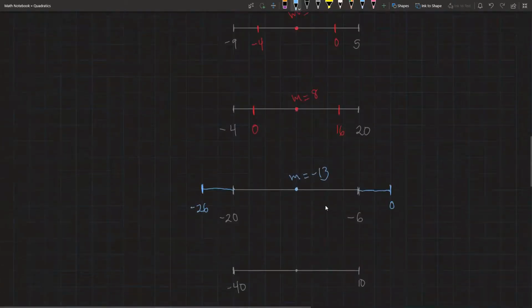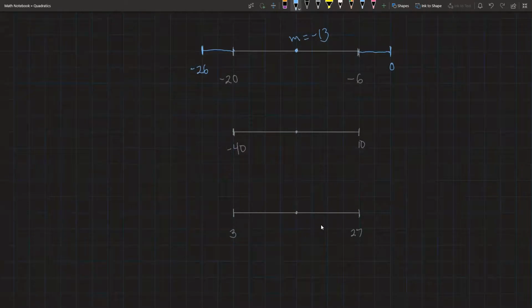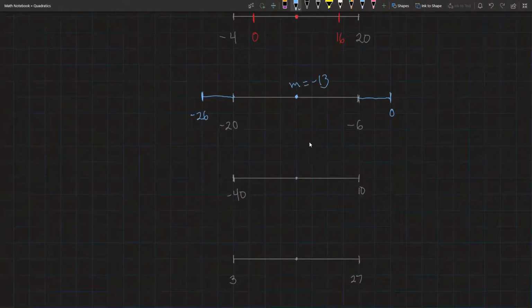All right, just for the purpose of speed, I'm going to draw these a little bit quicker. But I want you to think about what's going on here and start looking for a shortcut if you're not familiar with it yet.